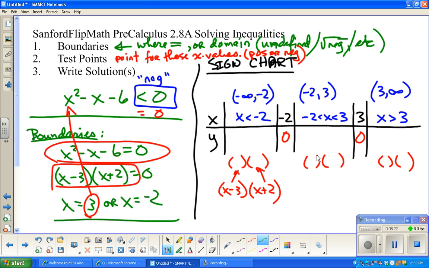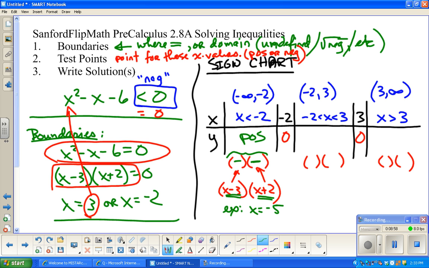Okay, so I'm going to put in a value to the left of -2, for example, x equals -5. Any value to the left of -2. So -5 minus 3, I don't really care, is -8. -5 plus 2, again I don't really care, is -3. And the idea here is that I'm multiplying these, and a negative times a negative is positive.